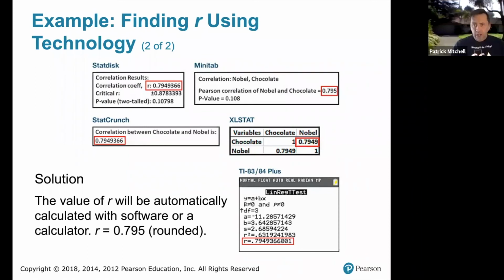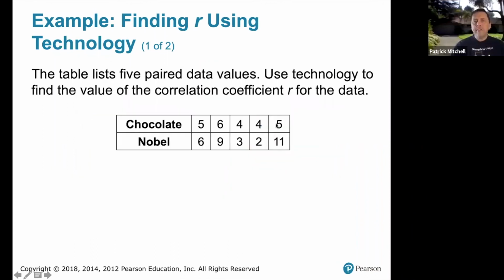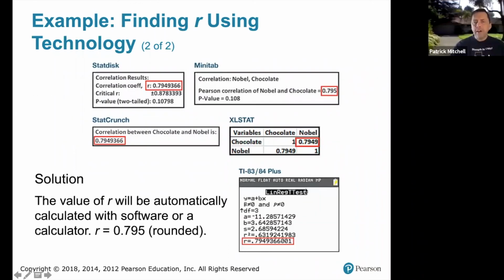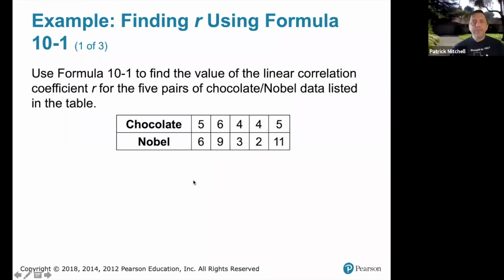The value of R will be automatically calculated with software or a calculator. In this case, you would put those two sets of data in your lists on the graphing calculator, and then just find this function on the calculator. But I don't assume that everybody has a graphing calculator, so we'll do it the old-fashioned way.